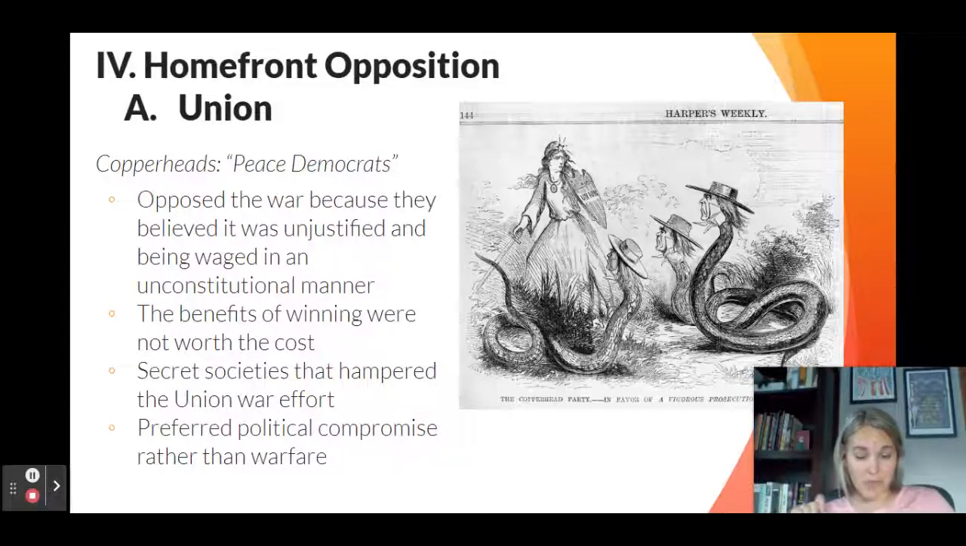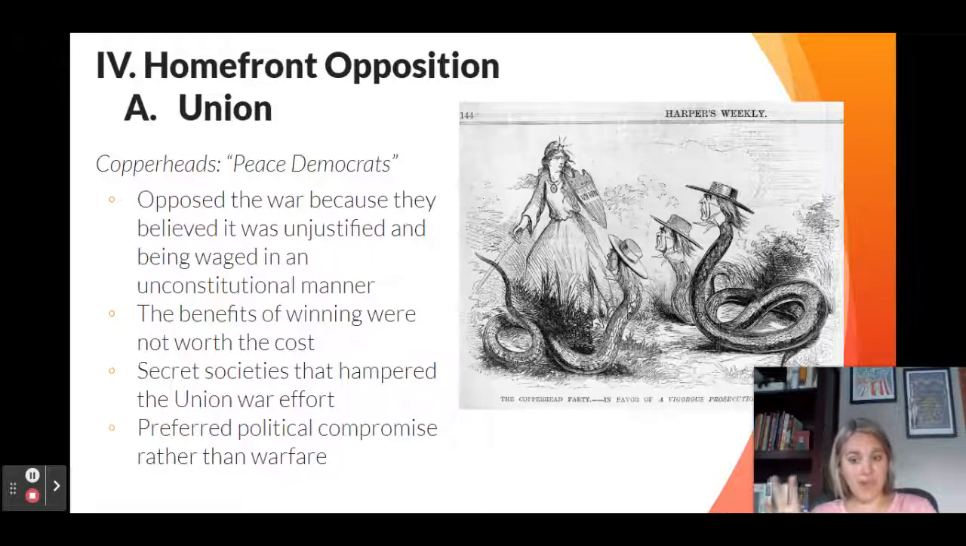Probably the most important home front opposition you want to be aware of is the Copperheads. So these were known as Peace Democrats. Remember, Lincoln is the Republican Party. Lots of people in the North were strong Republicans. However, there were still Democrats who desired peace. They opposed the war in the North.